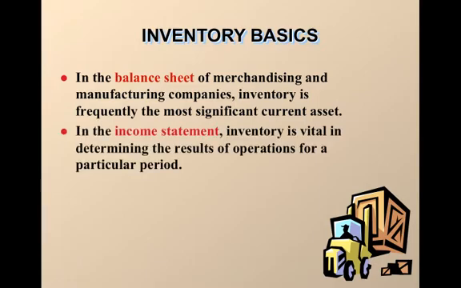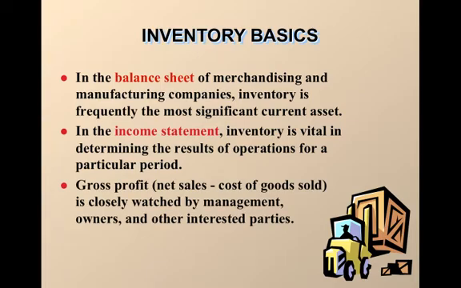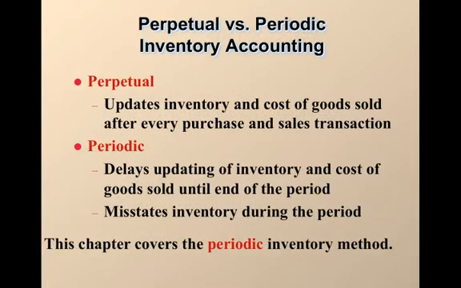In the income statement, inventory is vital in determining the results of operations for a particular period. Because gross profit is calculated by taking your net sales minus your cost of goods sold. And gross profit is closely watched by management, owners, and other people because it's really important to make sure that the company's sales are higher than its costs, enough to cover all of their other expenses and still make a net income for the company.